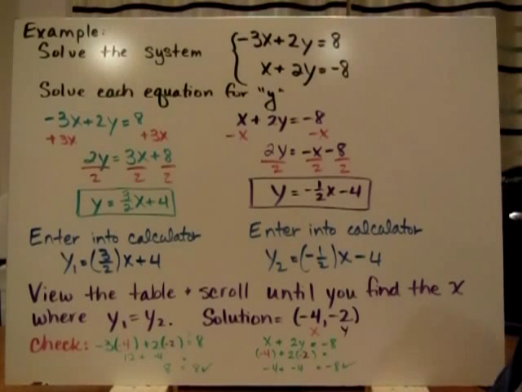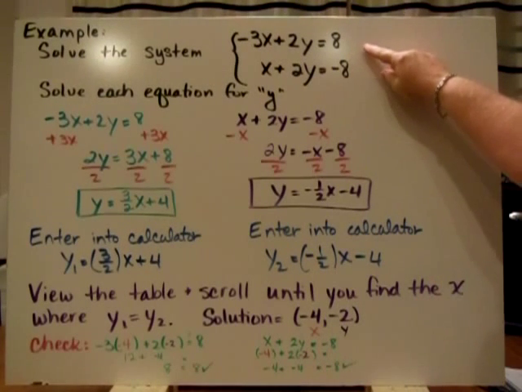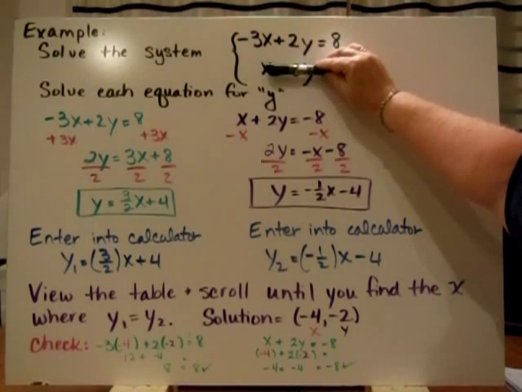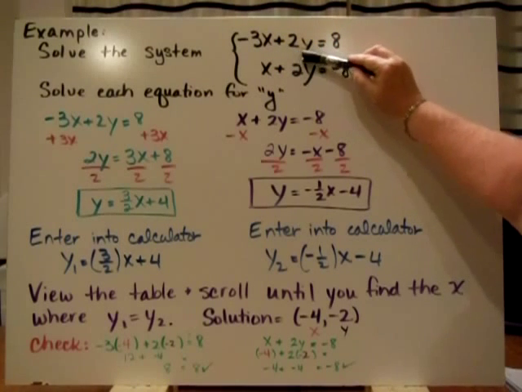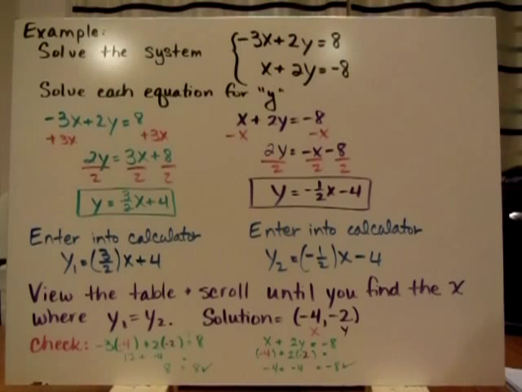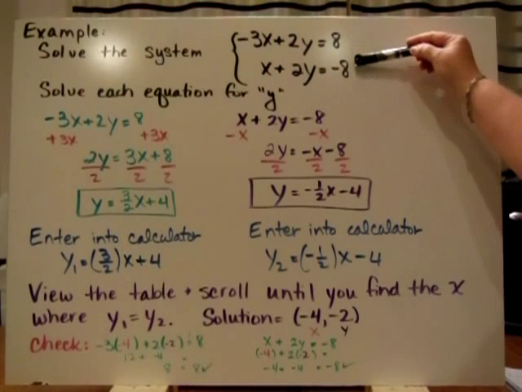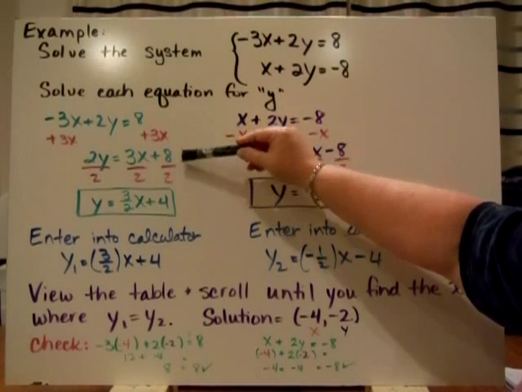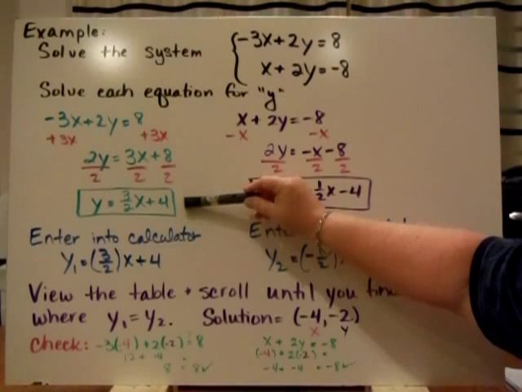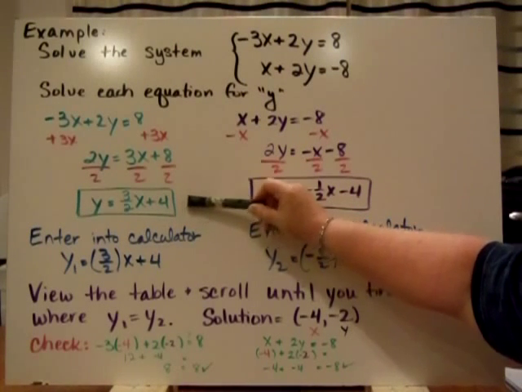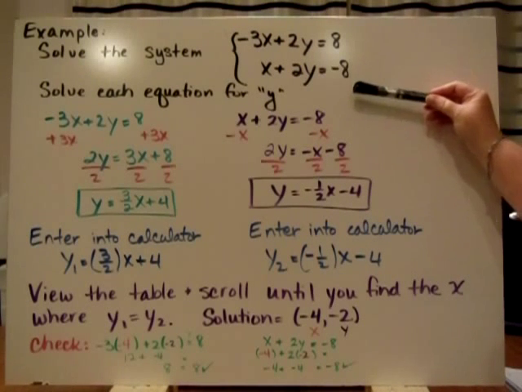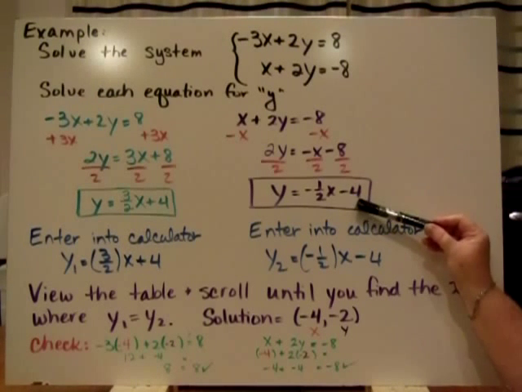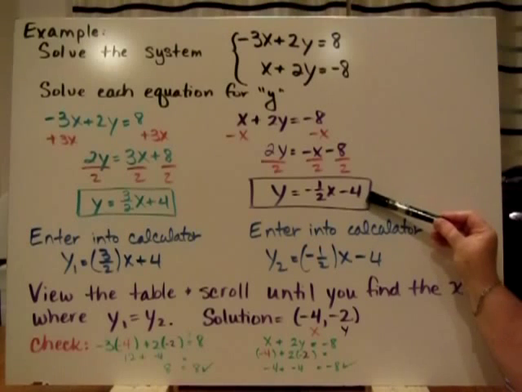So for an example, we're going to solve the system 3x plus 2y equals 8 and x plus 2y equals negative 8. If we just had one equation, we couldn't solve this, but since we have two unknowns and two equations, we can solve this. The first thing we want to do is take each one of these equations and solve it for y. So in the first one, we add 3x to both sides, then we divide by 2 to give us the equation y equals 3/2 x plus 4. We take our second equation, subtract x from both sides, divide by 2, and we get the equation y equals a negative 1/2 x minus 4.